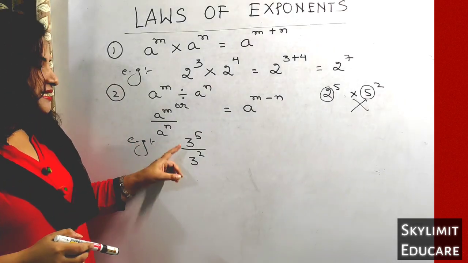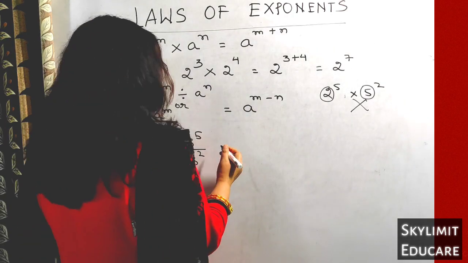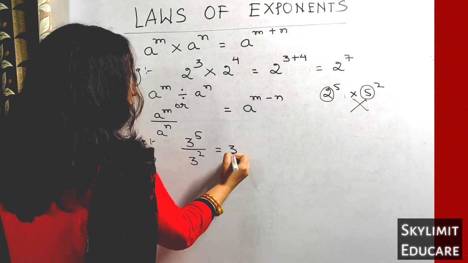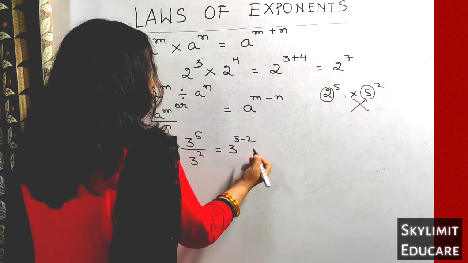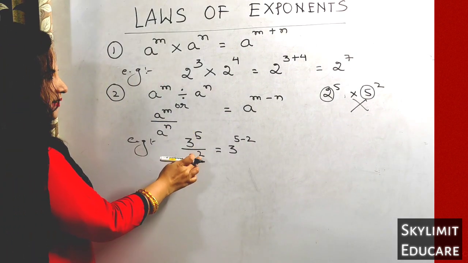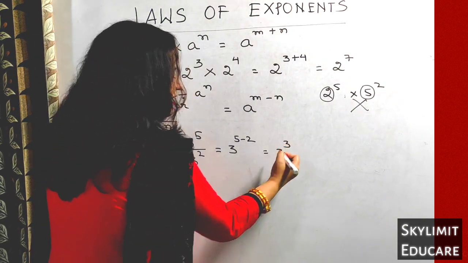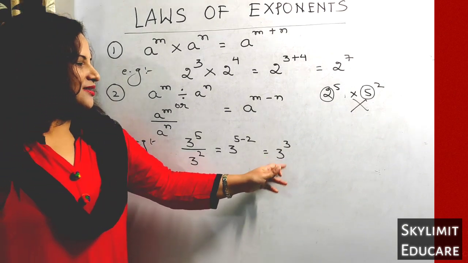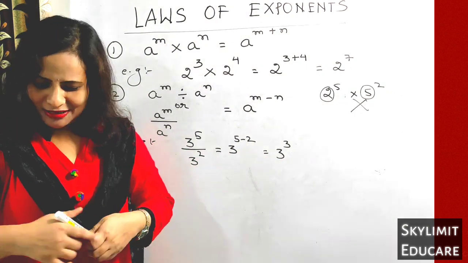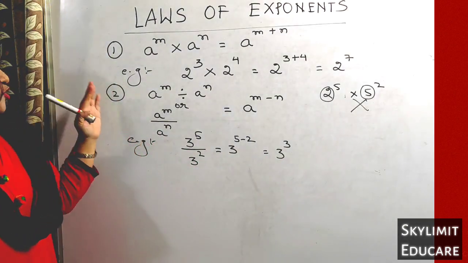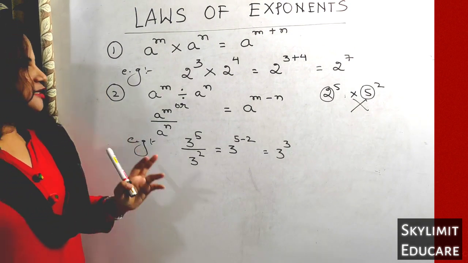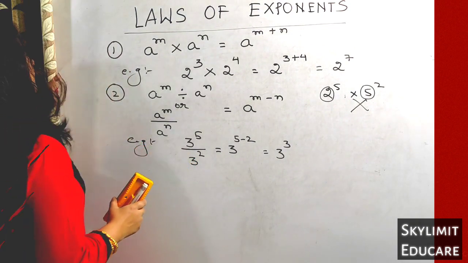So for that, the base needs to be the same. What will be the answer for this? 3 to the power of 5 minus 2, numerator's power minus denominator's power. So you get 3 to the power of 3, and as you know from the last class, you can read it as 3 cube. So remember these first two laws of exponents, and besides that we also have some more laws.